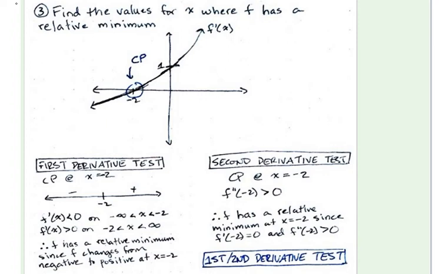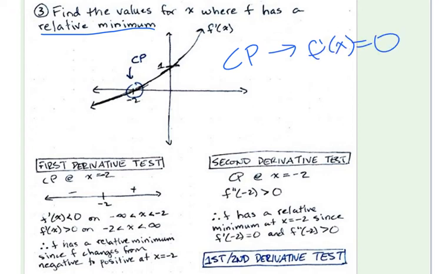All right, let's see if we can find the values of x where f has a relative minimum. Well, we should note that we're given the graph of f prime of x. That's vitally important. Now remember, a relative maximum or minimum will occur at a critical point, and a critical point occurs when the first derivative is equal to 0. We can see right here, as labeled on this diagram, that at x equals -2, f prime of -2 has an output of 0. So -2 is a critical point.